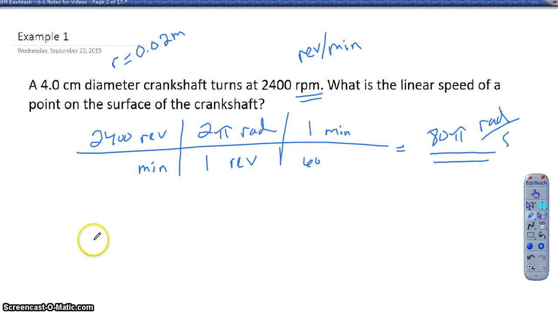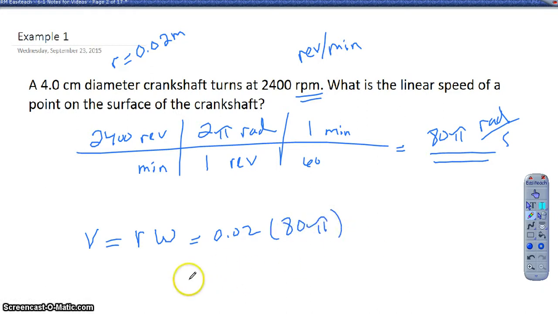Well, again, this is something we're going to review a little bit more, but hopefully some of us remember that the linear velocity is just equal to the radius times the angular velocity. So since I know the radius of the crankshaft and I know the angular velocity, I just have to take 0.02 times the angular velocity of 80 pi. Right, so I just have to calculate that, and that will give me my linear velocity.